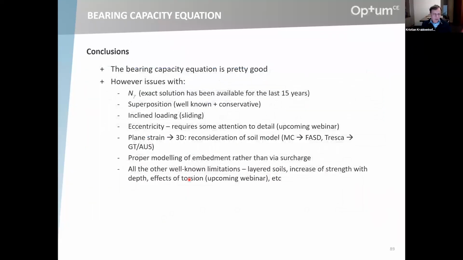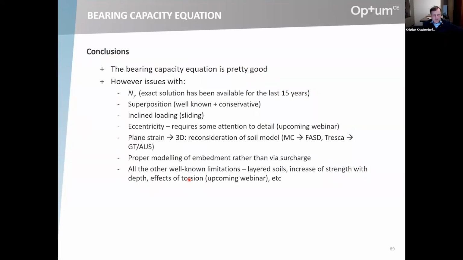So in conclusion, I would say the bearing capacity equation is pretty good actually. Sometimes it's impressively good, but there are some issues that I think would be good to have corrected. The first one is this whole business with N gamma. The exact solution has been available now for quite a while, and I don't think there's any disagreement anymore that it is exact. So that would be a good idea to use.